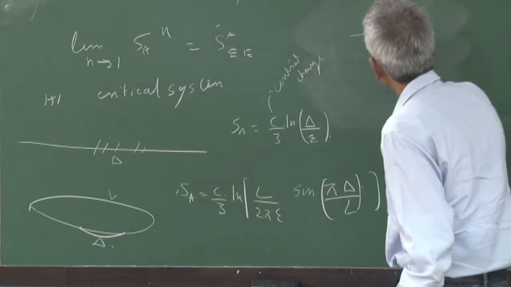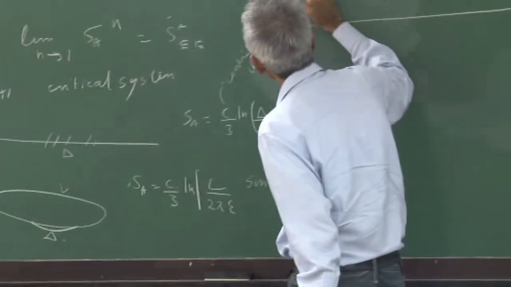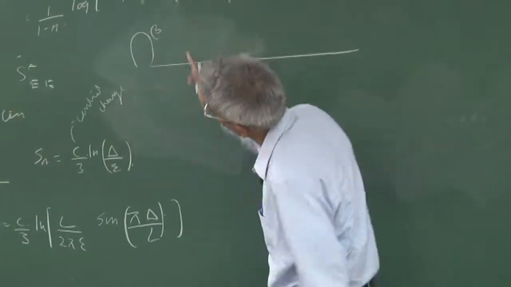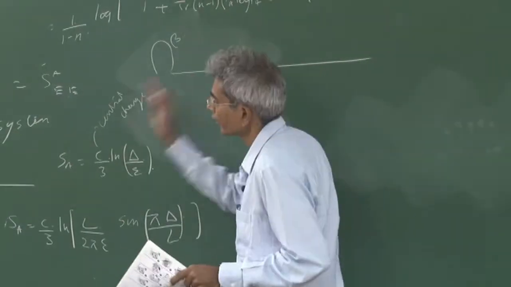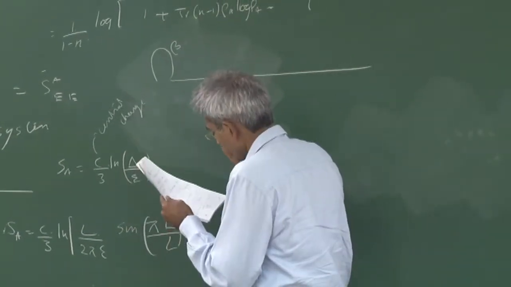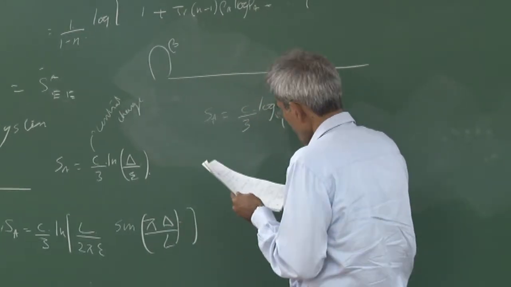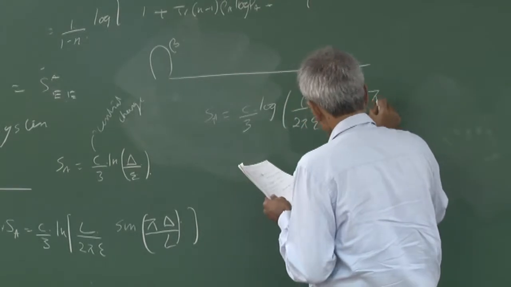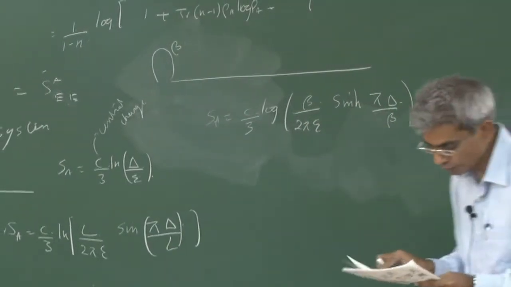And if the CFT is on an infinite line but at finite temperature beta, so it is on a cylinder, with a spatial line but temperature beta, there is a similar formula. You can again conformally map things and get c/3 log (beta/(pi epsilon) sinh(pi delta/beta)). So there is an imaginary periodicity. These are the known formulas.